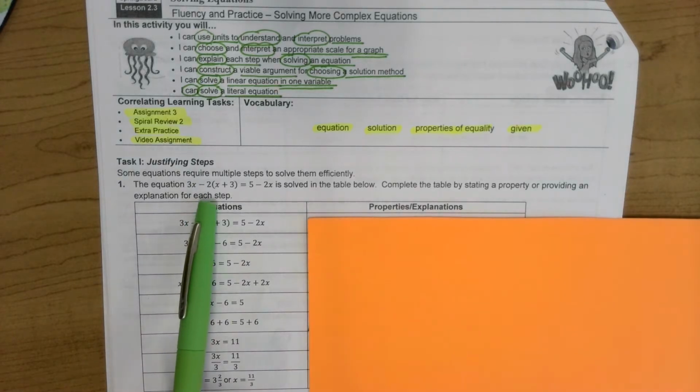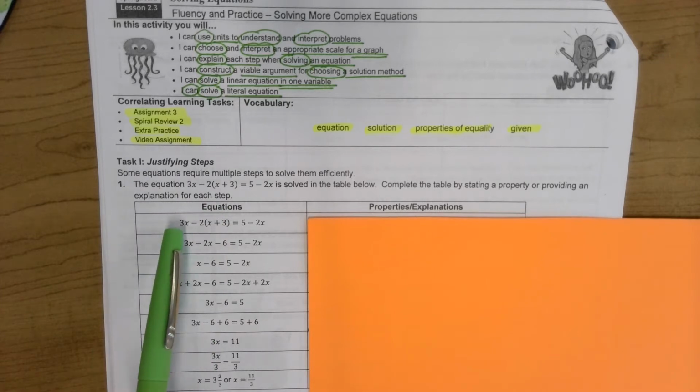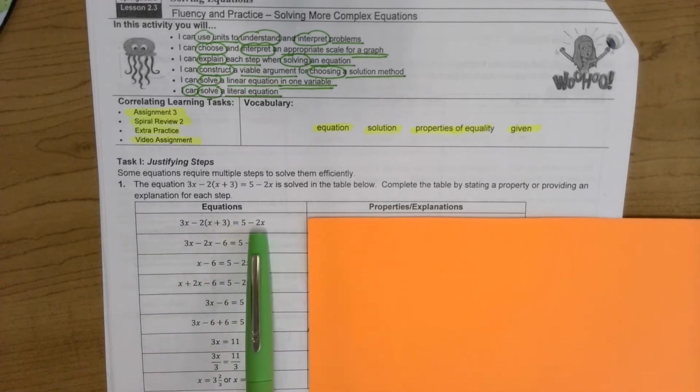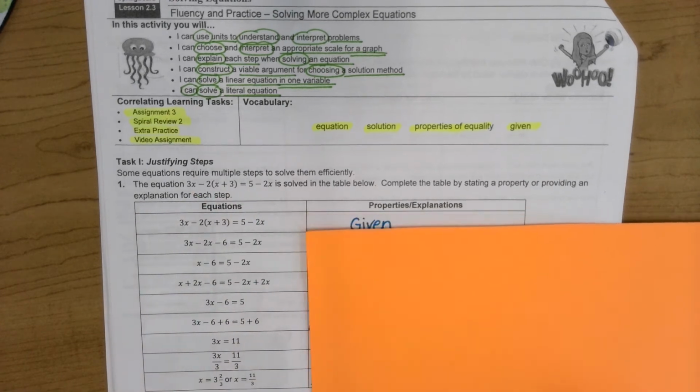It gives us the equation 3x minus 2 times (x plus 3) equals 5 minus 2x. And they solved it step by step in the table. So I wanted you to write the properties and/or explain what was happening with each step. So go ahead and check with me to make sure you have those correct. So the first one, as you can see, it's the exact same. That's always given because the problem was given to us.